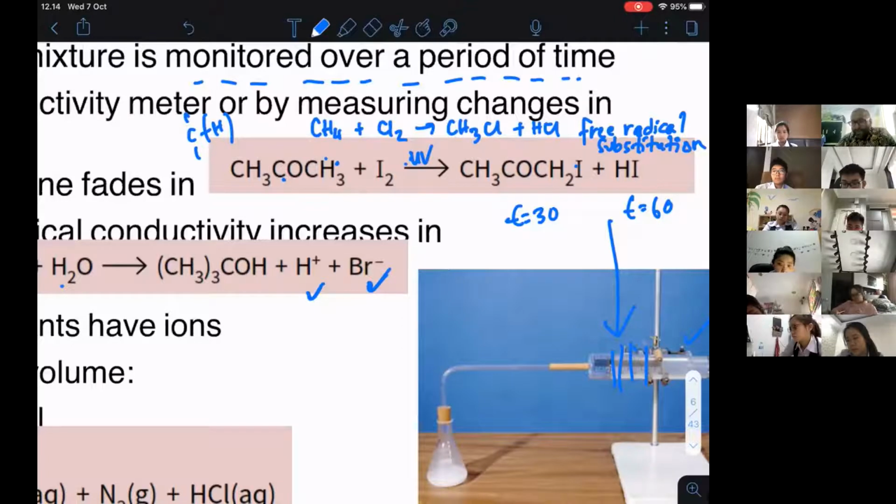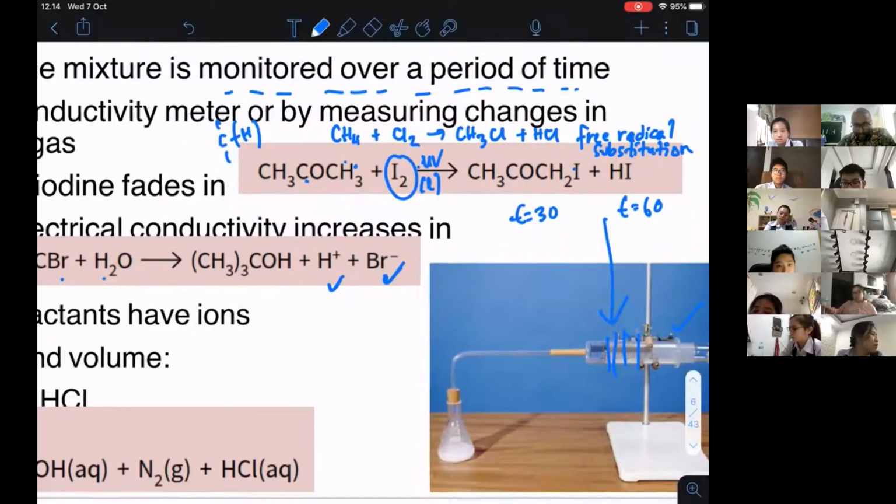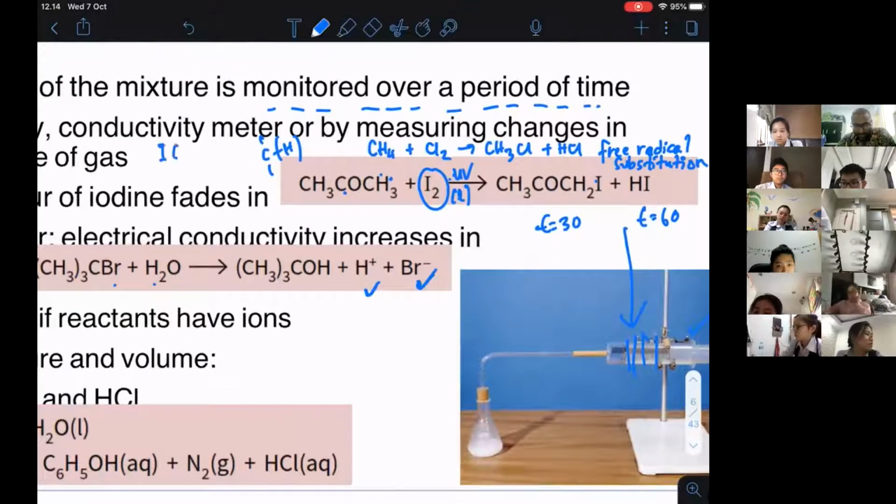In this free radical substitution, iodine in this case must be in liquid form. Whether it's liquid or gas, what is the color of iodine? Do remember, if I2 is solid, the color is black. If I2 is in liquid form, it is brown, and gas is going to be purple.